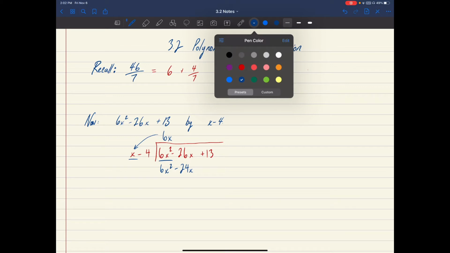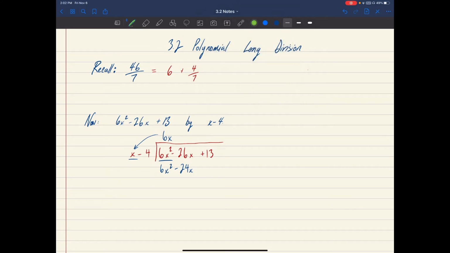And then what we have to do is flip our signs. If you remember, we make that a negative sign and make this a positive sign. Then we add. So 6x squared minus 6x squared is 0. Negative 26x plus 24x is negative 2x. Then we drop this 13 down. And then we do this again.